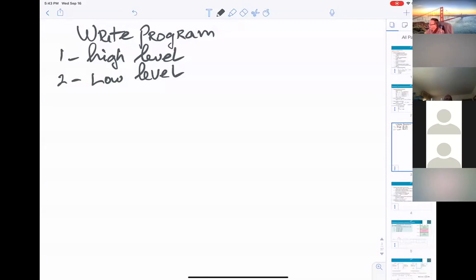Now, high level means using English. You can write a program using English, that means using the alphabet to write the program. Everyone can read and recognize it. That's what they call high level. The low level, then you can use binary.